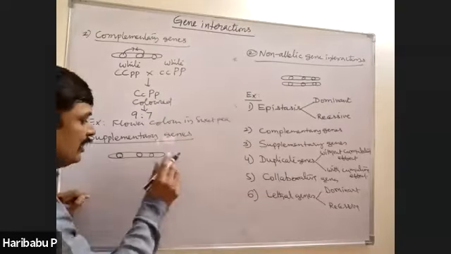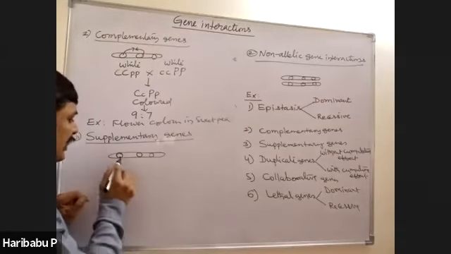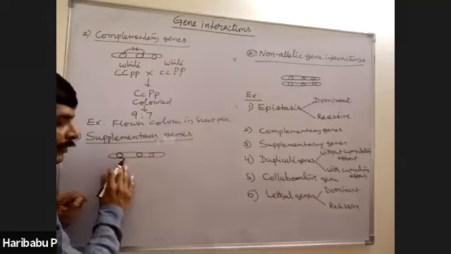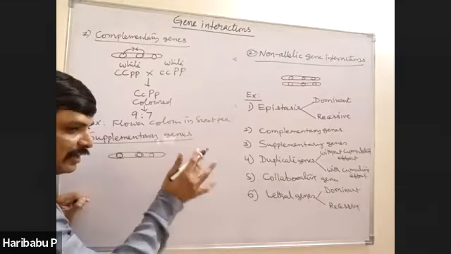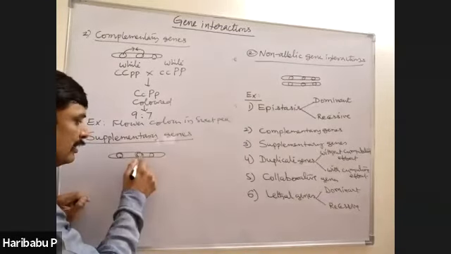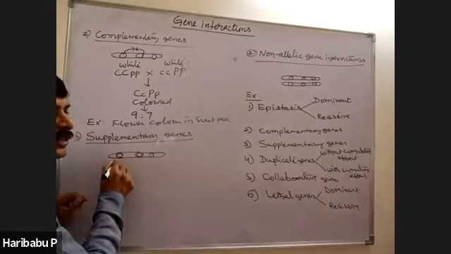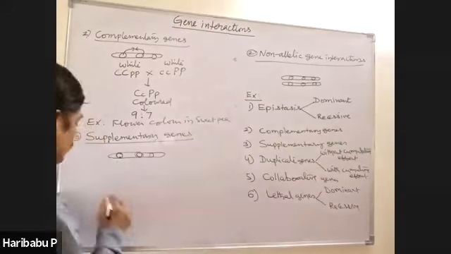What are supplementary genes? Out of non-allelic genes, one dominant gene expresses a particular character itself, but the second one is also a dominant gene, but itself cannot express. It is expressed only when the support of the first gene is there. Then such genes are called supplementary genes.